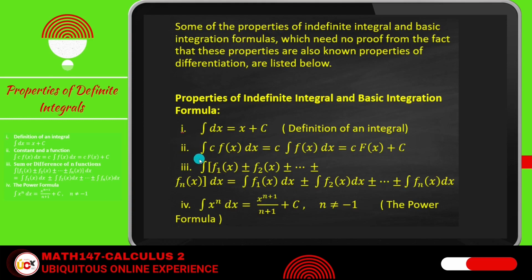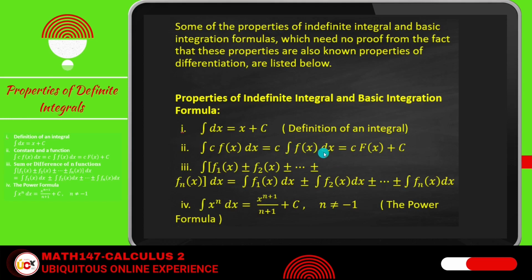Then number 2 is the integral of the product of the constant c and the function f of x times dx. Because c is a constant, we factor it out. So we have c times the integral of f of x dx.